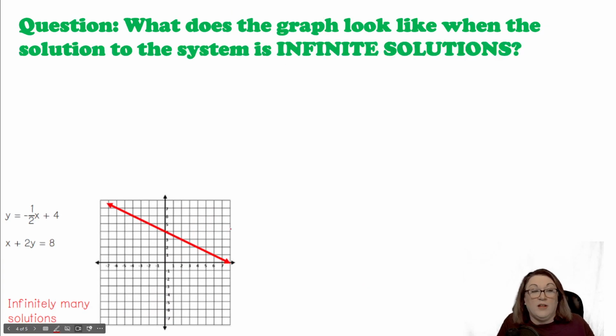What does the graph look like when the solution to the system is infinite solutions? Or sometimes they say infinitely many solutions. Sometimes they say all real numbers. It just means there's an unlimited amount of solutions because we know lines do go on for infinity.